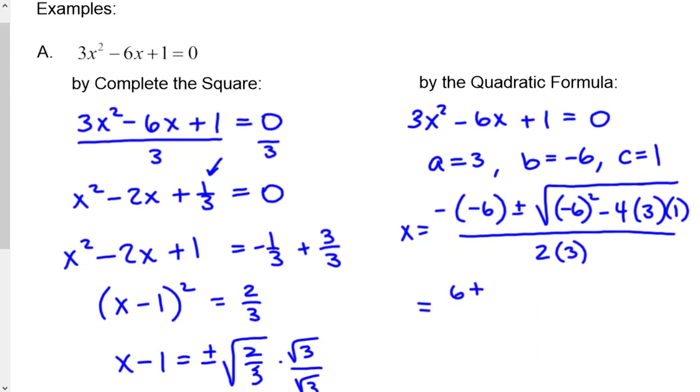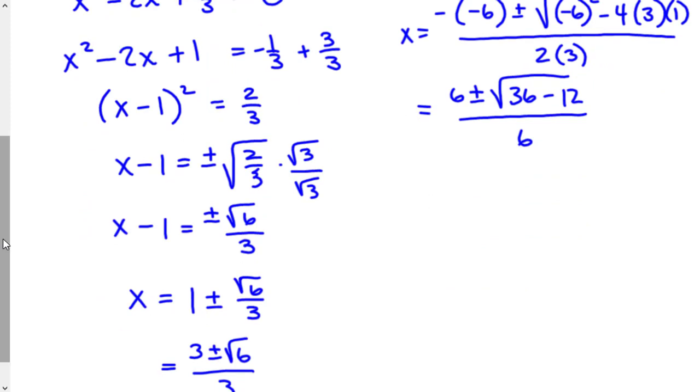So 6 plus or minus square root of 36 minus 12 all over 6. And the work here is not so intense. It's just there's a lot of simplification and a lot of room for error if you're not good with arithmetic, which, because you're human, it's probably a weak point for you. That's why we invented calculators.